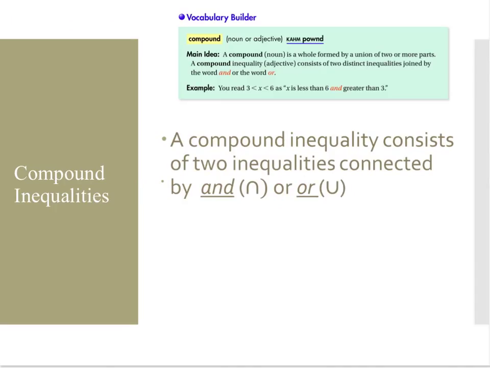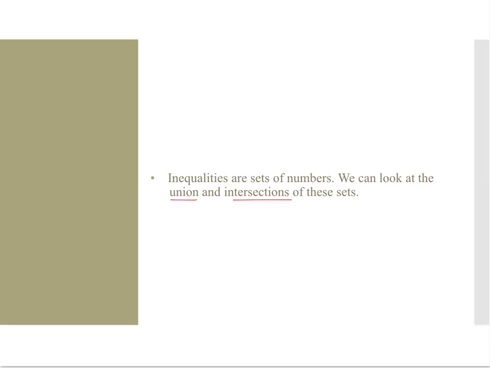There are a few symbols we can work with to show this. A compound inequality consists of two inequalities, and they are connected either by an and, which we symbolize by this, or by an or, which we use this to symbolize. Because inequalities are sets of numbers, we can look at both the union and the intersection of these sets.